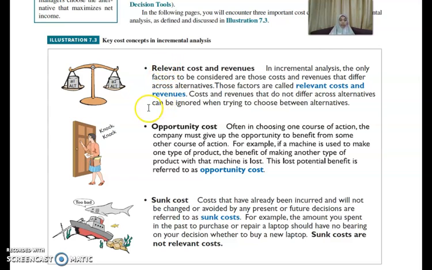So hopefully you have a better understanding of the difference between relevant cost and irrelevant cost, the opportunity cost as well as the sunk cost.